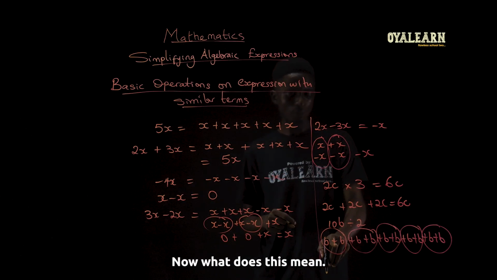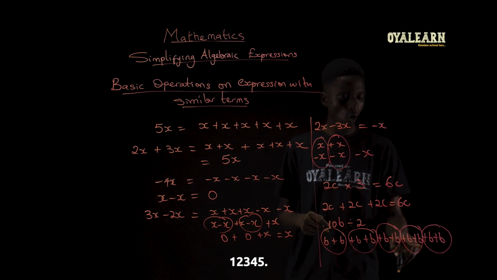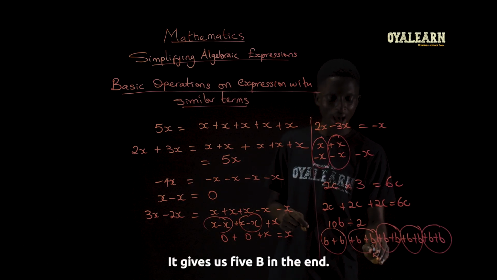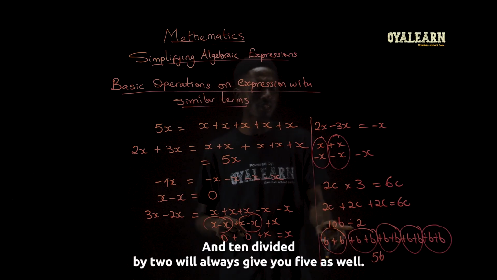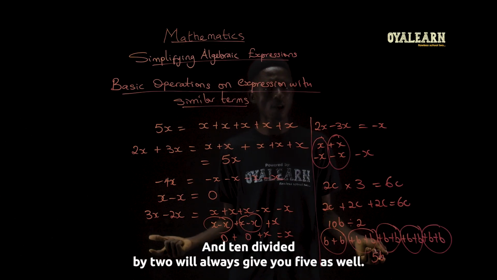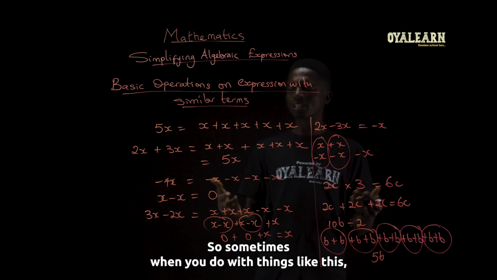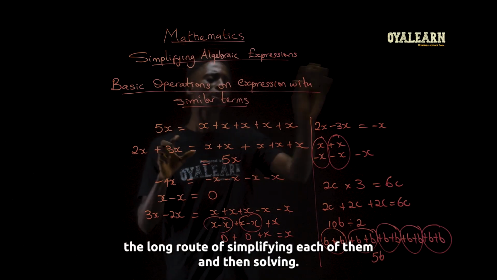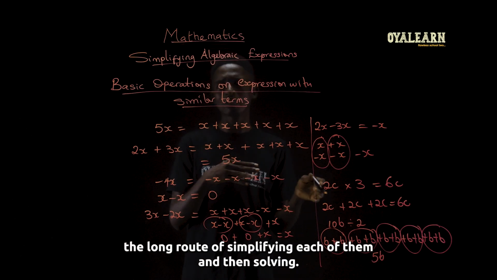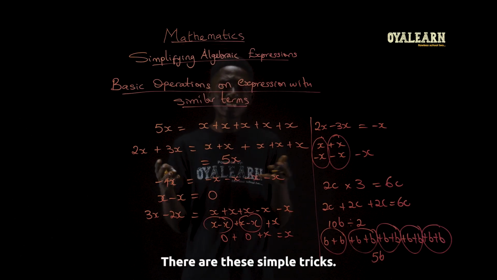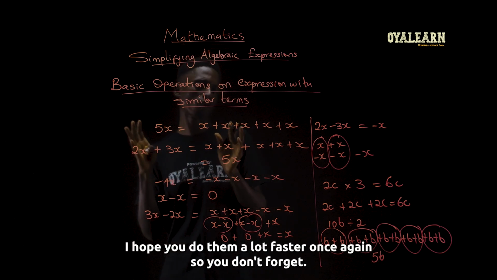Now what does this mean? 1, 2, 3, 4, 5. It gives us 5b in the end. And 10 divided by 2 will always give you 5 as well. So sometimes when you deal with things like this, you don't have to go through the long route of first simplifying each of them and then solving. There are these simple tricks that help you do them a lot faster.